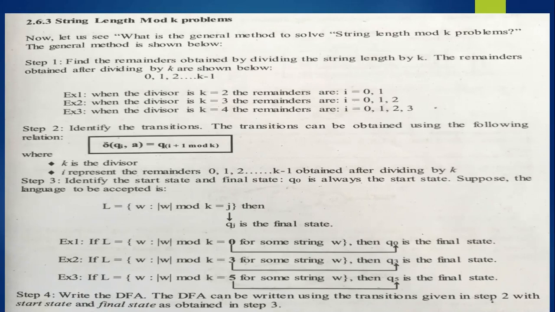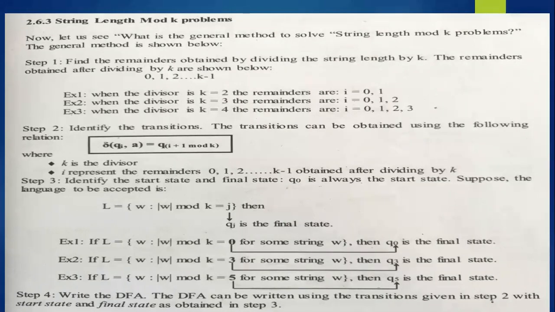There are a total of 4 steps involved in this kind of string length mod k problem. Let us see the general method to solve string length mod k problems, shown below. Step number 1: find the remainders obtained by dividing the string length by k. As I mentioned, if the question says even number of a's and odd number of b's, then the k value will be equal to 2.